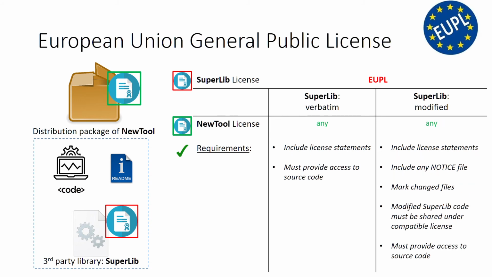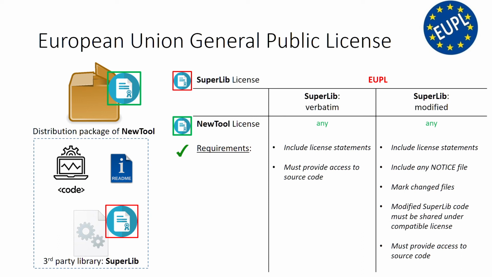Finally, let's have a look at the European Union Public License. So if Superlib is distributed under such license and we did not modify the code, then all we need to do is to include the license information provided in a Superlib package into the NewTool package, and then we are free to license it in any way that we want. But be careful, we must still provide access to the original Superlib source code.